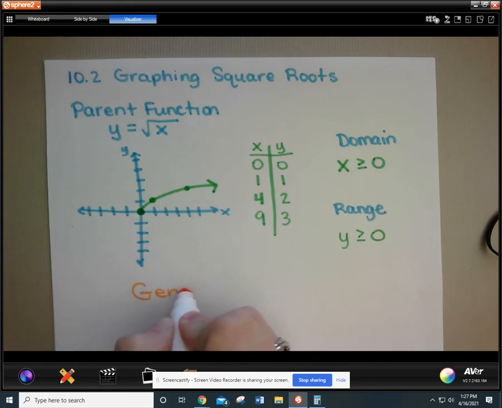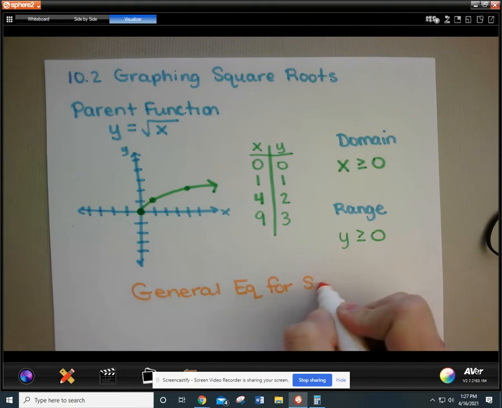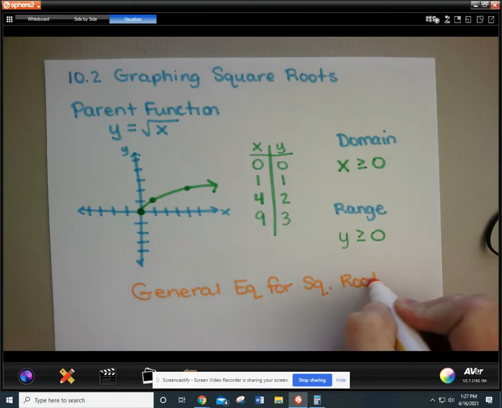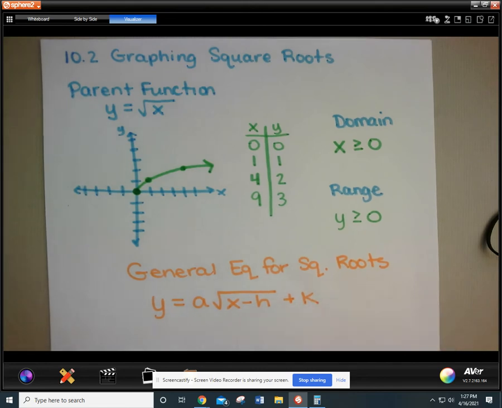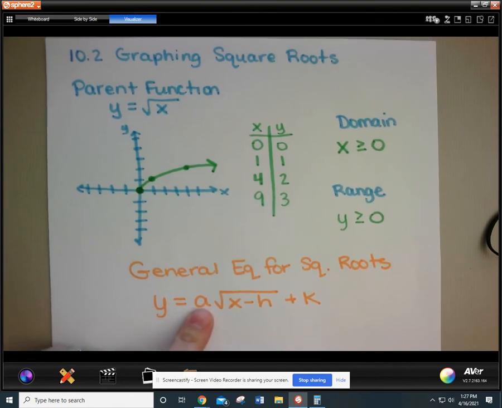So we're going to start talking about a general equation for square roots. That's going to look like y equals a times the square root of x minus h, plus k, where the a, the h, and the k all represent the same things that they have in any other problems that we've graphed. The a can tell us if the graph is going to open up or down, if it's going to be stretched or compressed. The h is going to tell us how we're shifting left or right. The k is going to tell us how much we're shifting up and down.